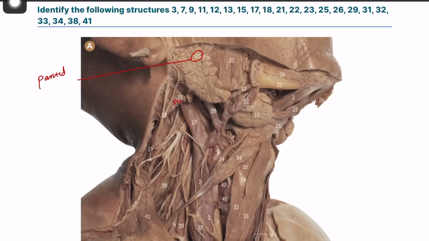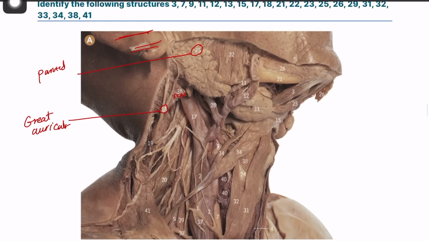30 is the sternocleidomastoid muscle. 13 is the great auricular nerve, which is a nerve just on top of the sternocleidomastoid and supplies all the sensation of the lower part of the ear and the skin over the parotid gland, and the skin over the angle of the mandible, and all these areas.